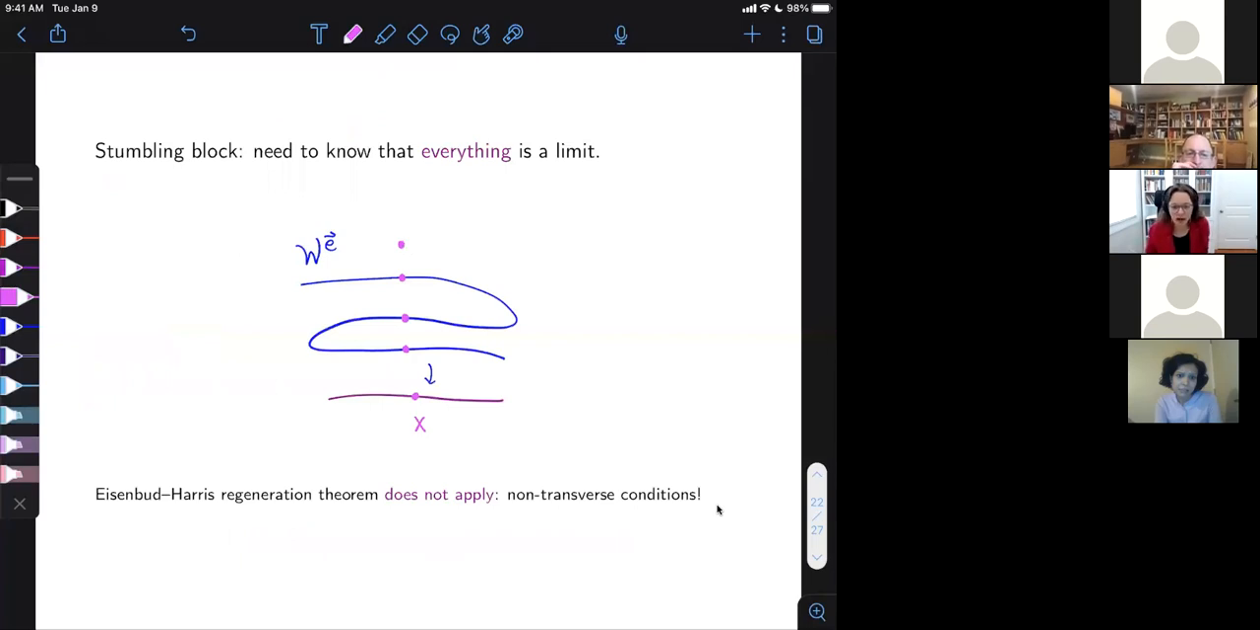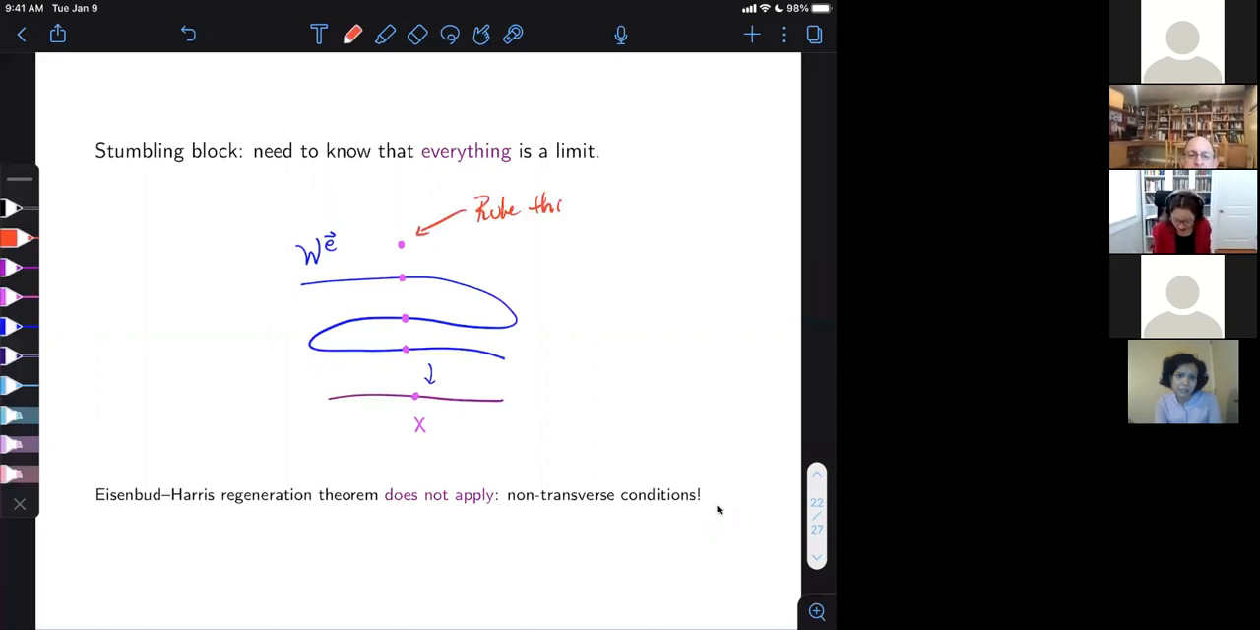So they argue by degeneration. So you're going to degenerate to some special curve that's reducible. And if you don't know that everything is a limit, then you can still tell local behavior. But if you want to know anything global, like enumeration or irreducibility, you're going to need to know that everything in the limit, so everything on the central fiber, is in fact a limit. So you need to rule this out.